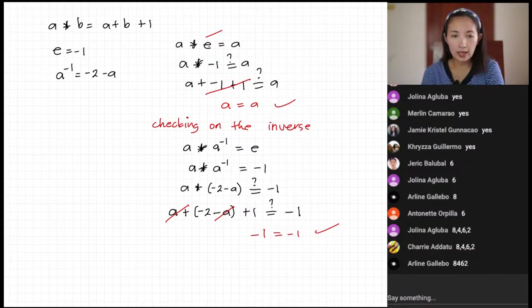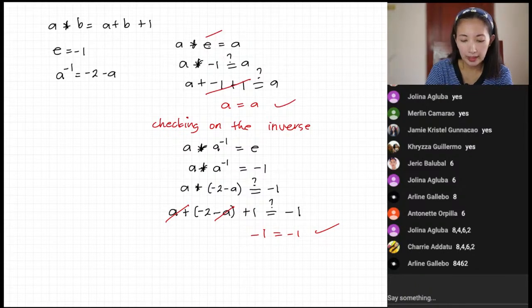Did you understand that? Okay, so this is how to look for inverses and identity element. Remember that identity multiplied to an element yields the element itself. And element times its inverse equals the identity element. Okay? Next.